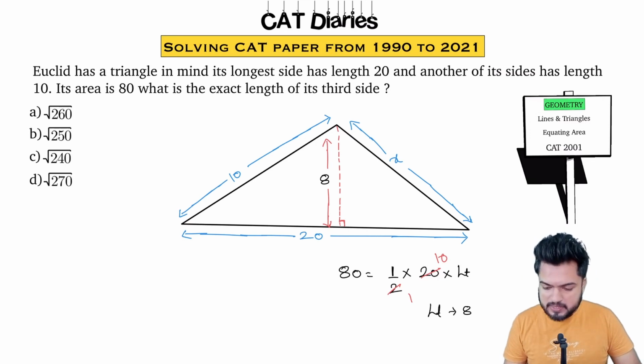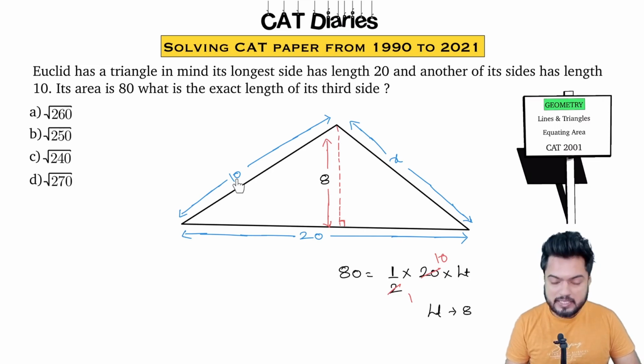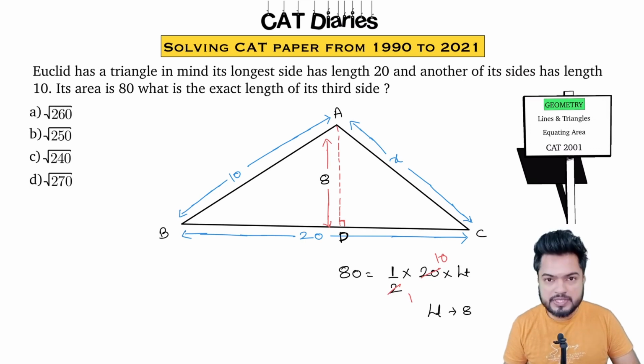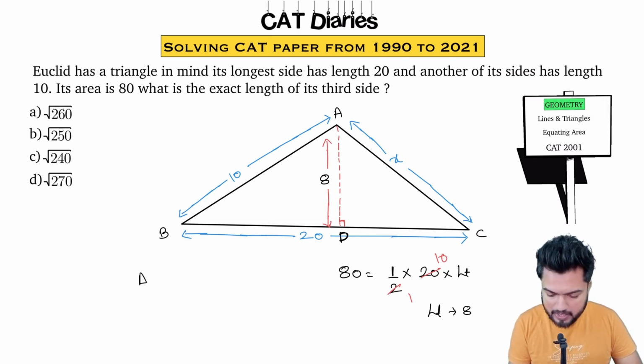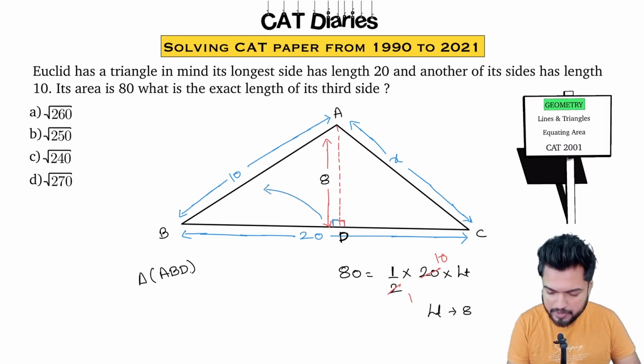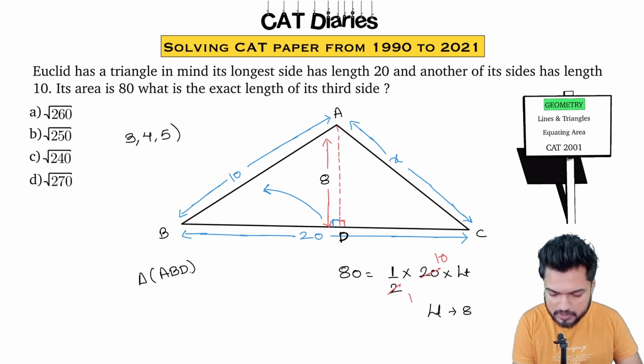Now what else? Now this is nothing but a Pythagoras triplet. Check this one: 8, 10, and this side. If I name this triangle, it will be better for you to understand. If I say this is ABC and I say this is D, where the perpendicular is touching BC, and I take triangle ABD, I'm talking about this triangle. Can I apply a Pythagoras triplet here? Yes, this angle is 90 degrees because there's a perpendicular. So this becomes your hypotenuse. If this becomes your hypotenuse, what is the Pythagoras triplet you can apply? 3, 4, 5 is the basic Pythagoras triplet.